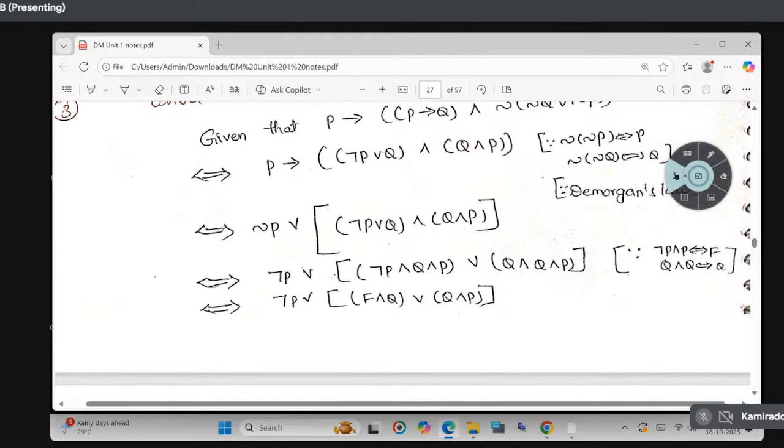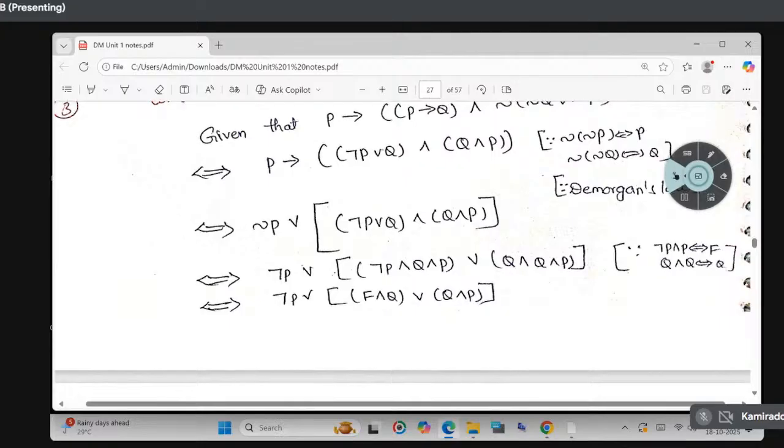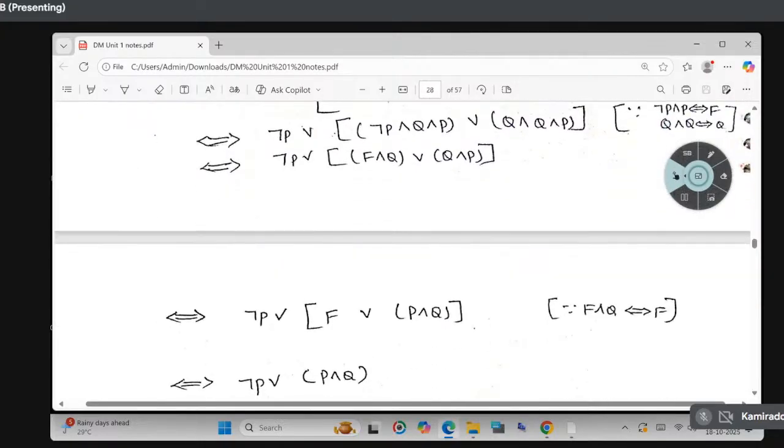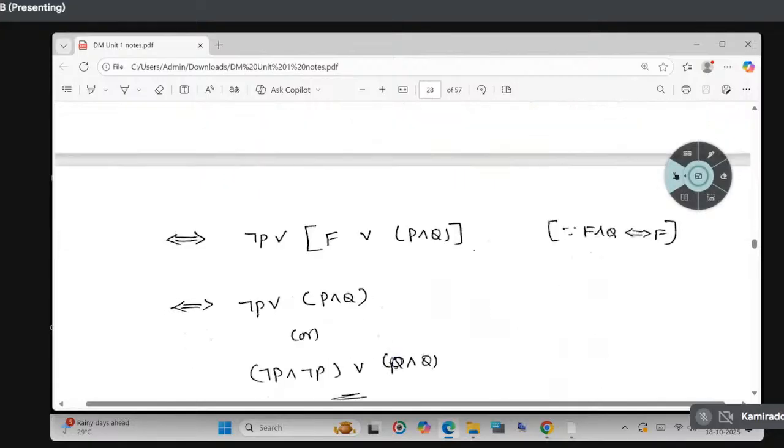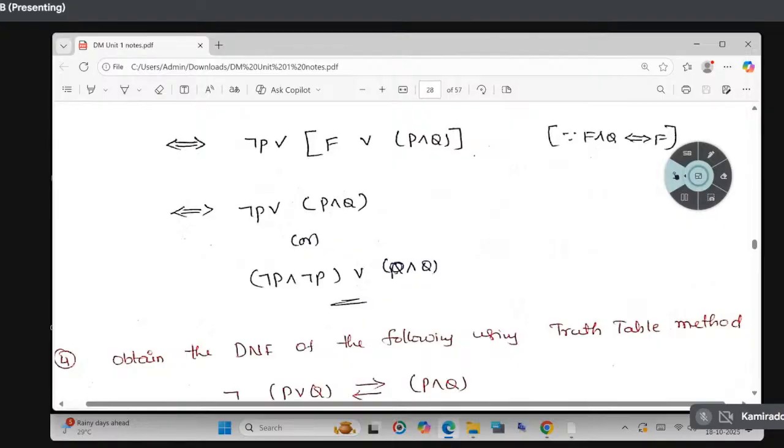Right. So negation P or F and Q or Q and P, which becomes negation P or F or P and Q, which again becomes negation P or P and Q. Or I can say it as negation P and negation P or P and Q.